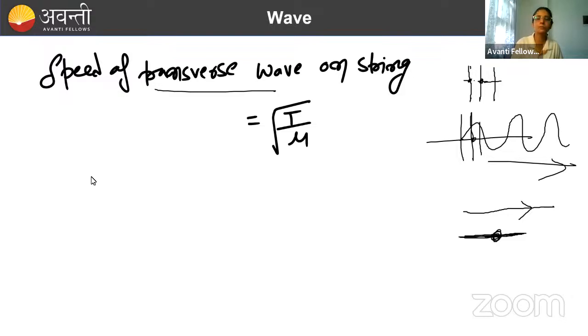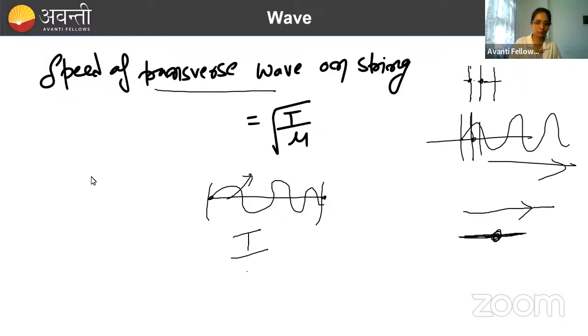Speed of transverse wave on a string. Suppose the question is given that a string is fixed and a wave is traveling on it like this. What will be the speed of the wave? You will calculate the tension of the string, and you will see what the mass per unit length of the string is. So the velocity of the wave will be root under T by mu, where T is tension and mu is mass per unit length of the string.